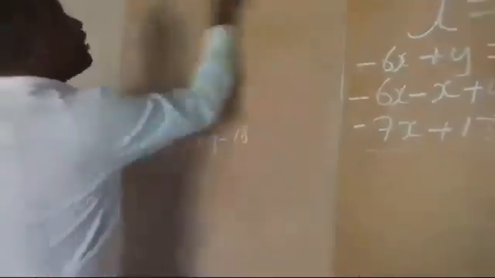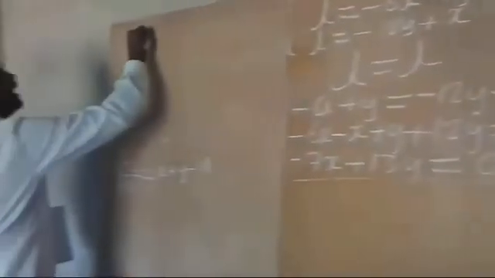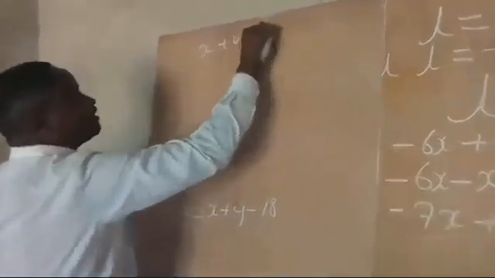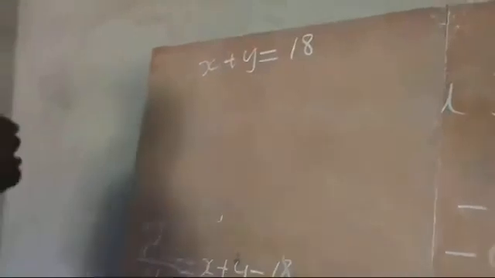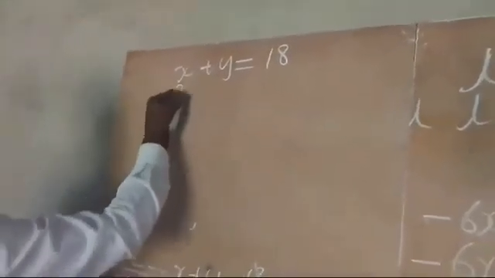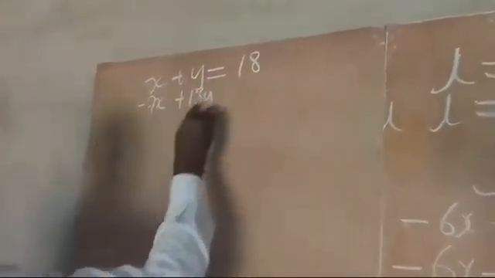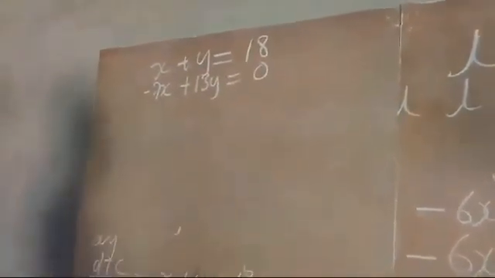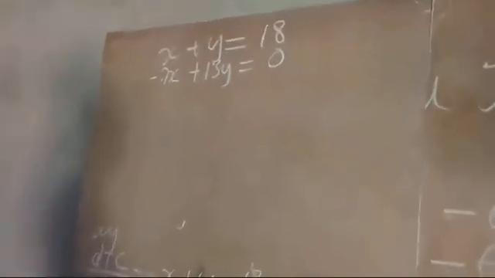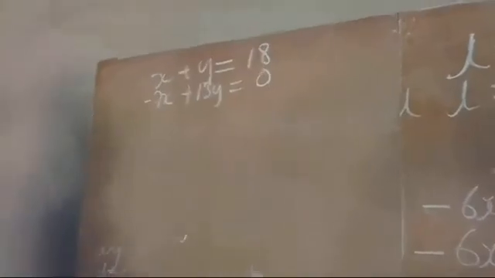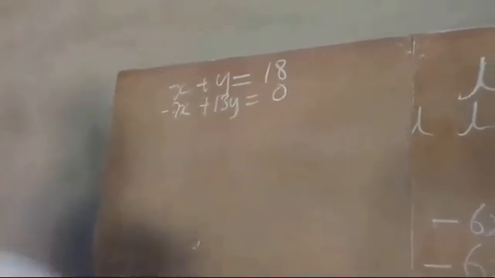Okay. So how is it going to be? Let's hope we are following closely. We are going to say this equation is x plus y minus 18, or let us say x plus y is equal to 18. That one will come as negative 7x plus 13y is equal to 0. Now we are going to solve this simultaneously, where we are going to eliminate one variable. What variable can we eliminate? Let's try to eliminate x.